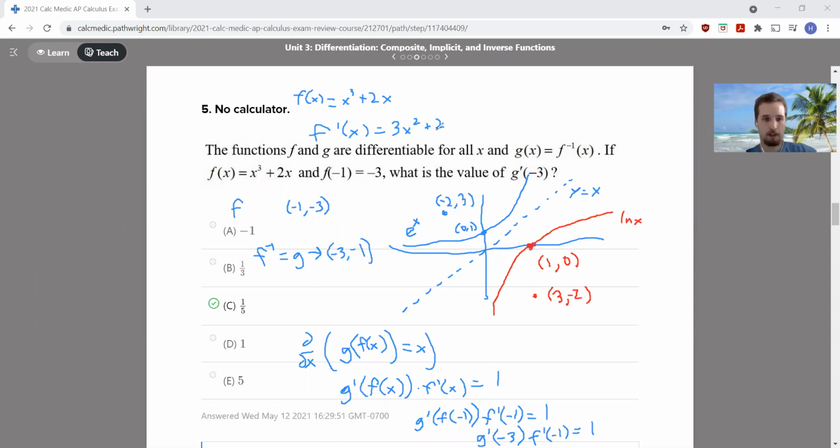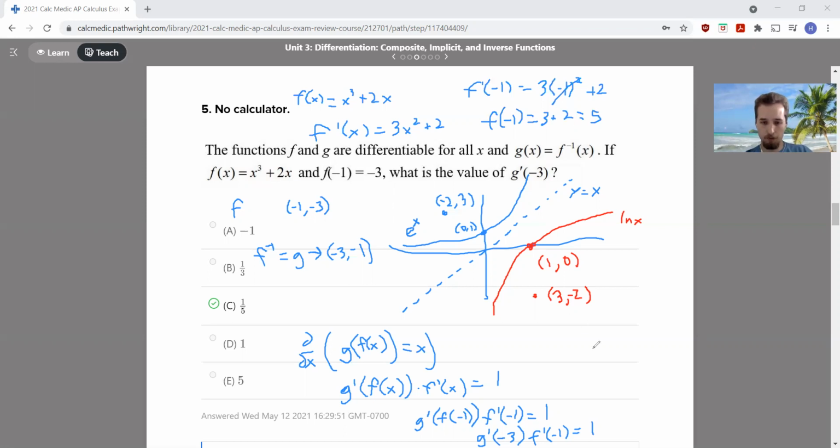You plug in -1, f prime of -1. Well, you get 3 times -1 squared. Well, -1 squared is just 1. That just cancels. Plus 2. So f prime of -1 equals 3 plus 2, or 5.